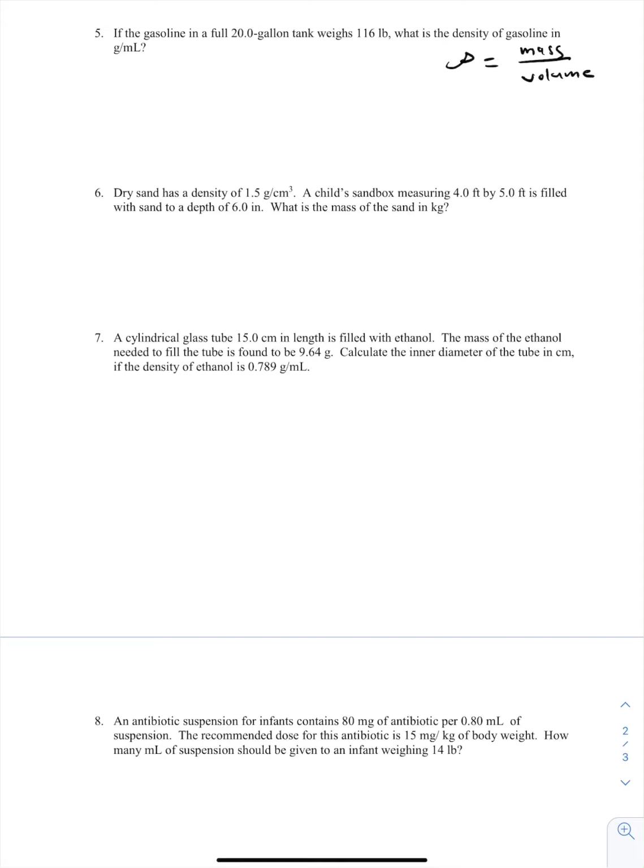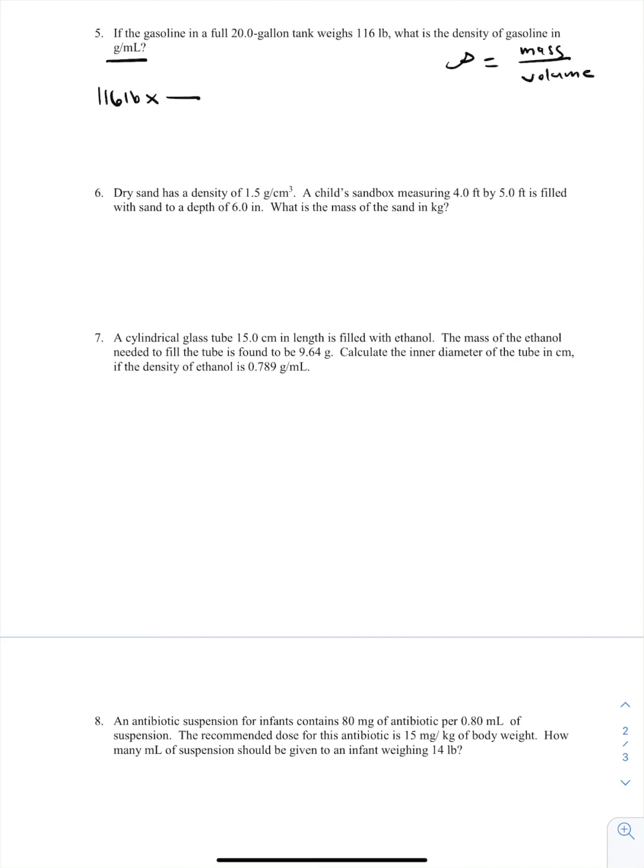But this question is specifically asking for our density to be in grams per milliliter. So that means we have to change the units of our mass and volume to the right units. You could pick either volume or mass first. I'm just going to pick my mass first just because it's on top. I'm going to start off with 116 pounds, and I want to turn them into grams. So I have to Google how many grams in a pound, because it's not given to us.